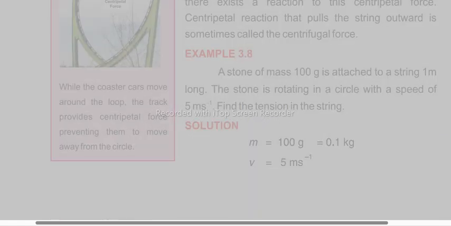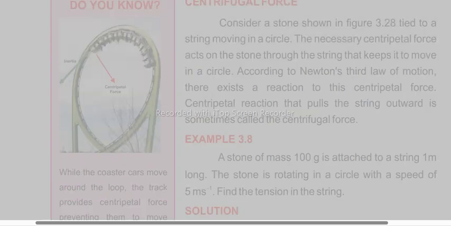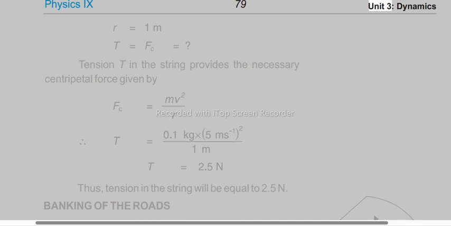Do you know? While the coaster cars move around the loop, the track provides centripetal force preventing them from moving away from the circle. Physics 979, Unit 3, Dynamics. Thus, tension in the string will be equal to 2.5 N. Banking of the roads.